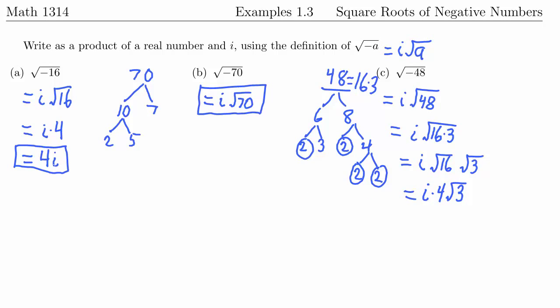Notice over here we put 4 before the I because it's an integer. We will do the same thing over here. So it gives me 4I square root of 3. The I should always be before the radical, but after any integers or possibly any fractions. There's your answer, 4I square root of 3.